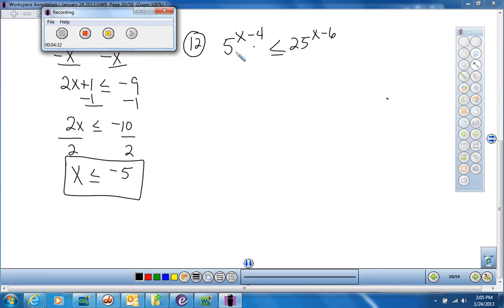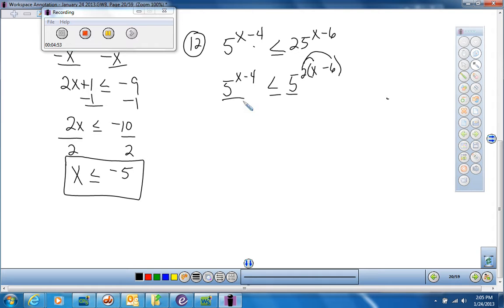Alright, here we have 5 to the x minus 4 power is less than or equal to 25 to the x minus 6. Alright, so we got to get the same base. So I can leave that alone, and I'm going to rewrite 25 as 5 squared. Now I'm going to distribute this 2, but now that since we have the same base, I can just put the exponents equal to each other. So I have x minus 4 is less than or equal to 2x minus 12. Okay, now what I'm going to do here is I'm going to move the 2x over.